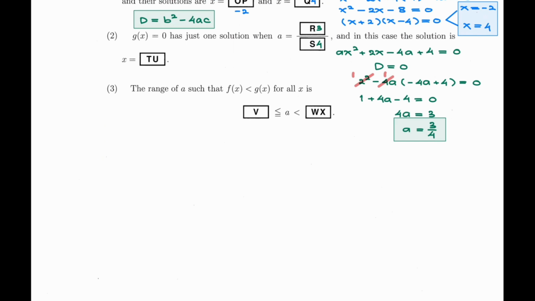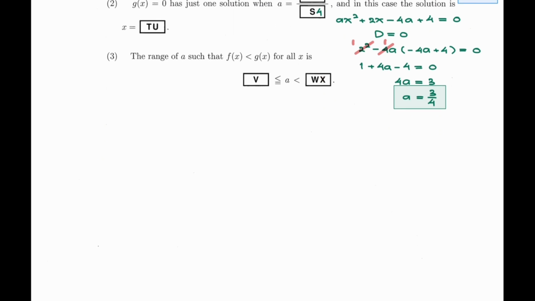Once we know a equals 3 over 4, we can find the solution of g of x equals 0. Since I already know a equals 3 over 4, I just need to substitute a into my first equation. Then I will get 3 over 4 x squared minus 2x minus 4 times 3 over 4 plus 4 equals 0.